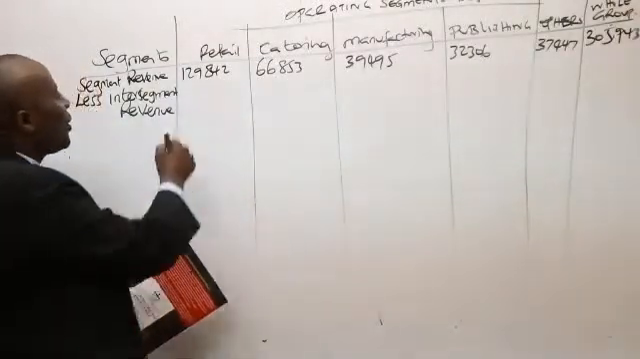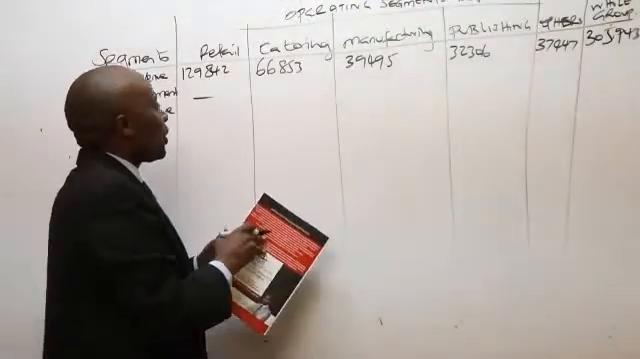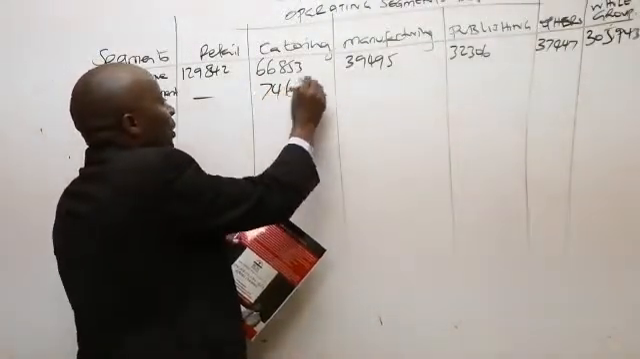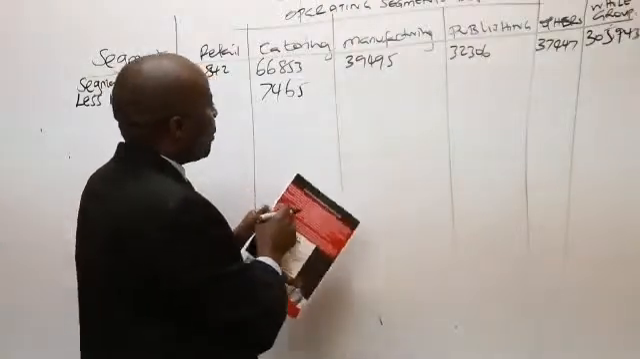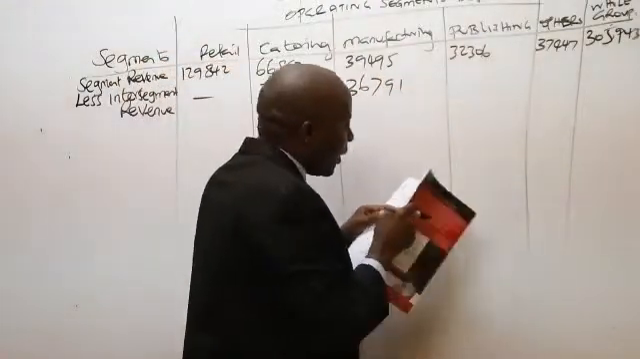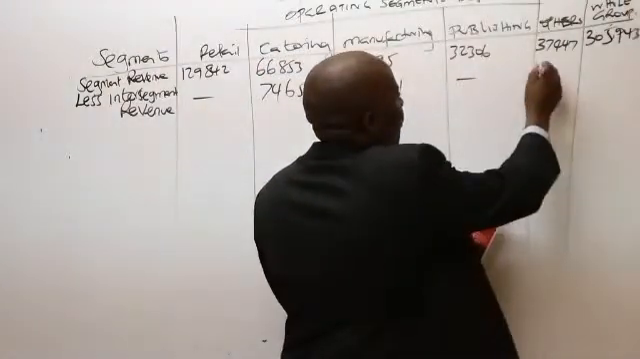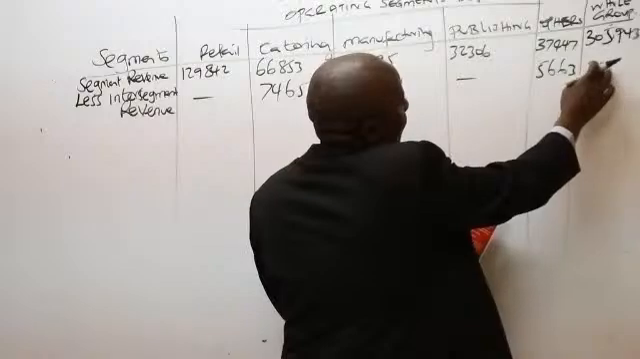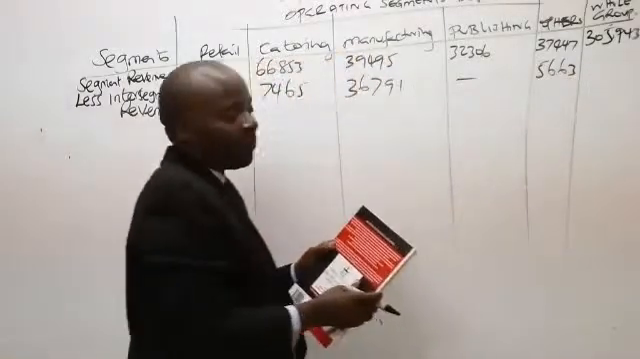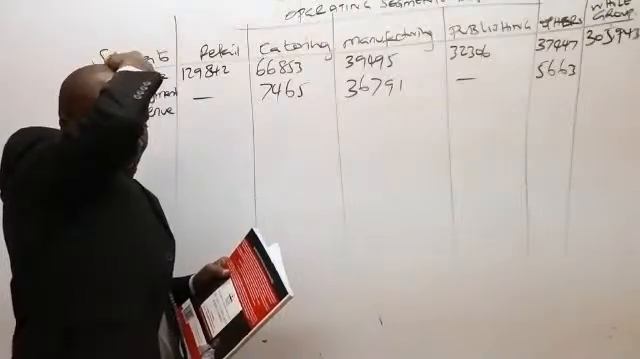The first one is dash. The second one, ladies and gentlemen, that I'm able to see there is 7465. The third one is 36791. The fourth one is dash. And then we have here 5663. Please, can somebody give me this total here for the whole group, which will be accounting for the intersegment?